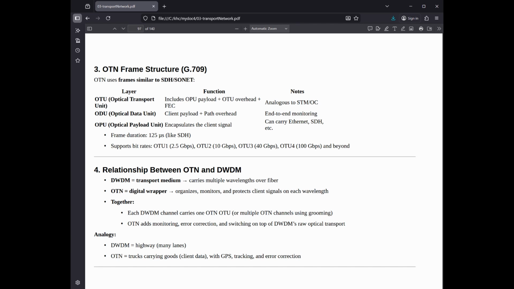Summary table. Feature, description. Standard: ITU-T G.709. Primary goal: efficient transport and management of high-speed optical signals. Key advantage: FEC allows for longer distances and higher speeds, 100G/400G+. Efficiency: much higher than ATM, very low overhead to payload ratio.